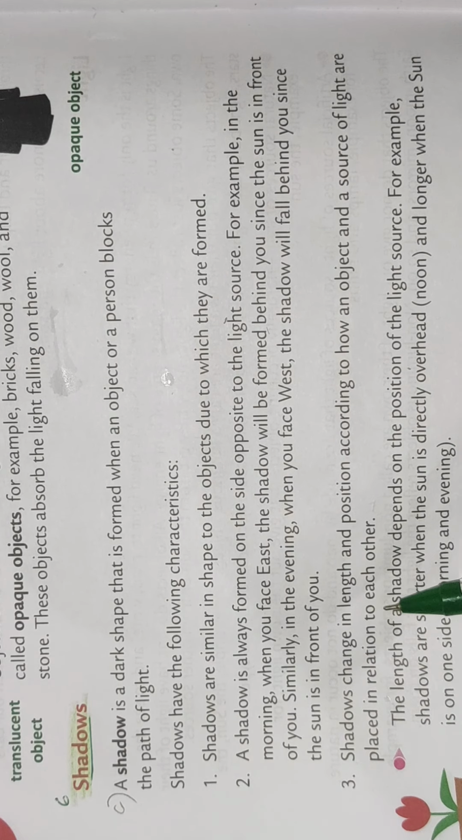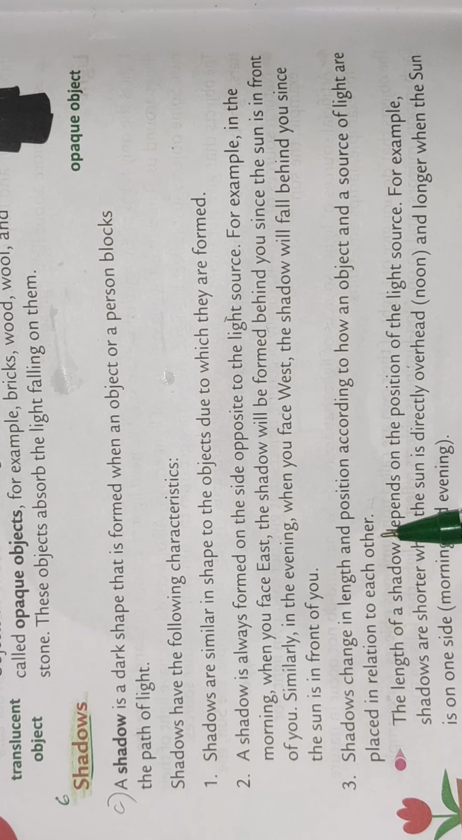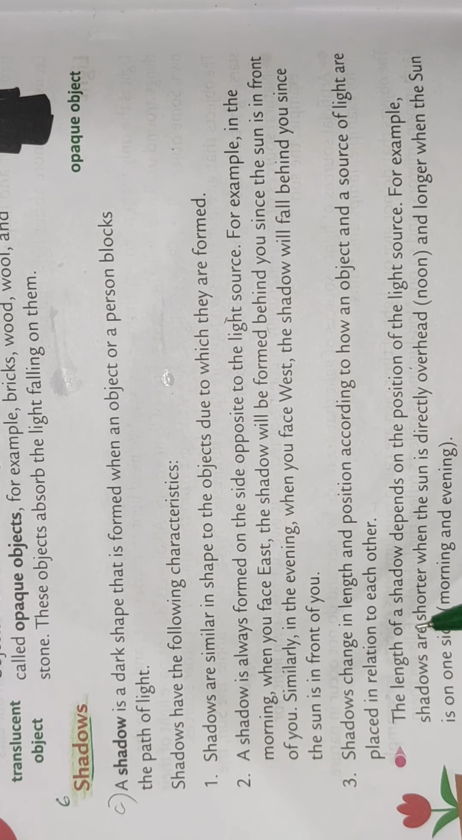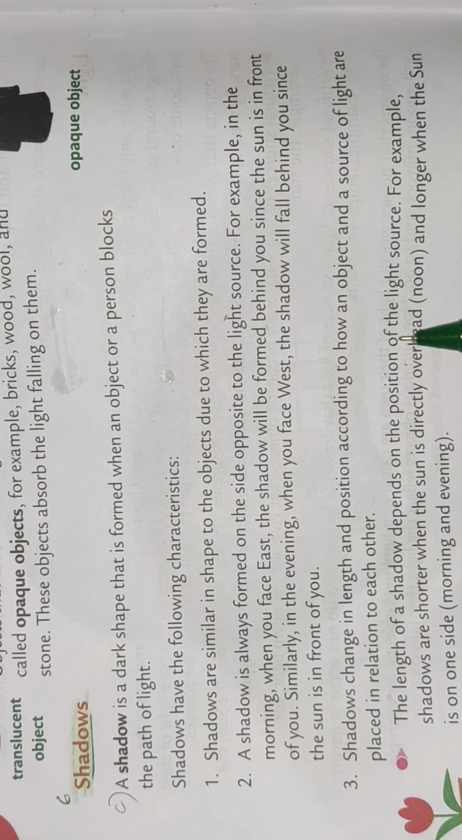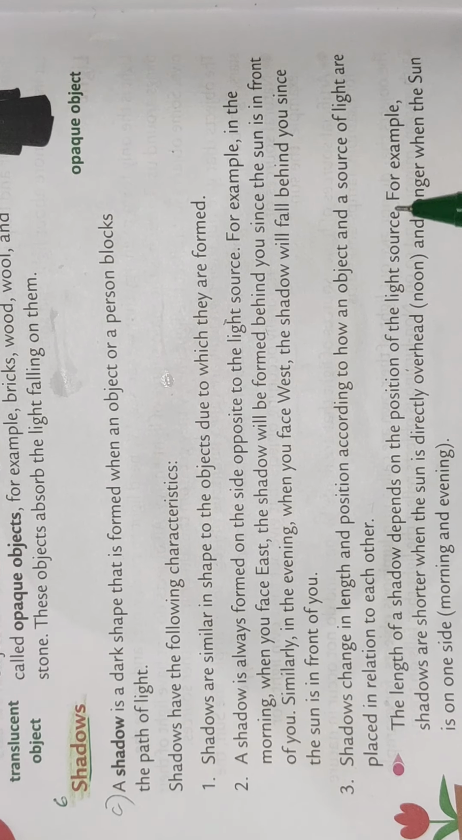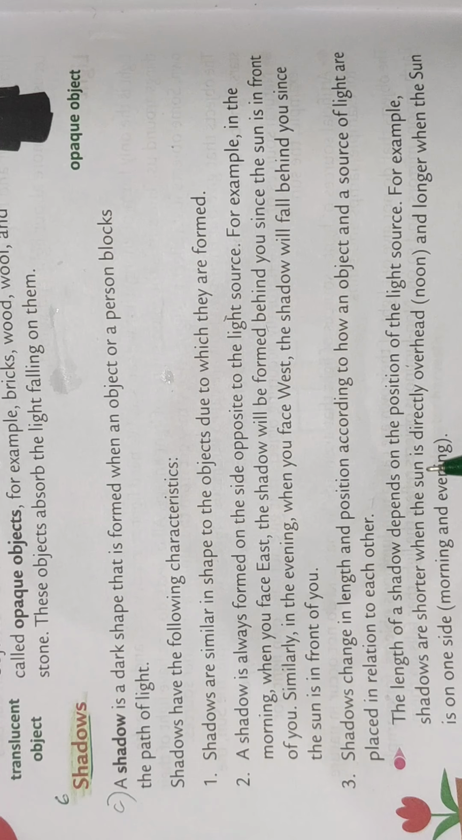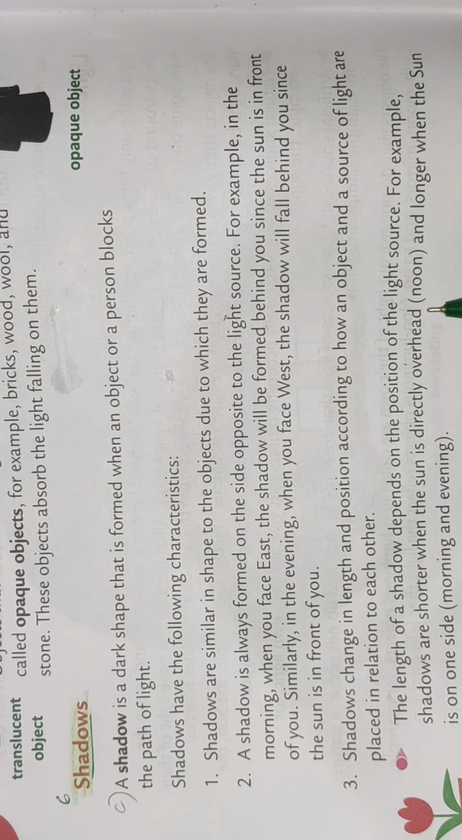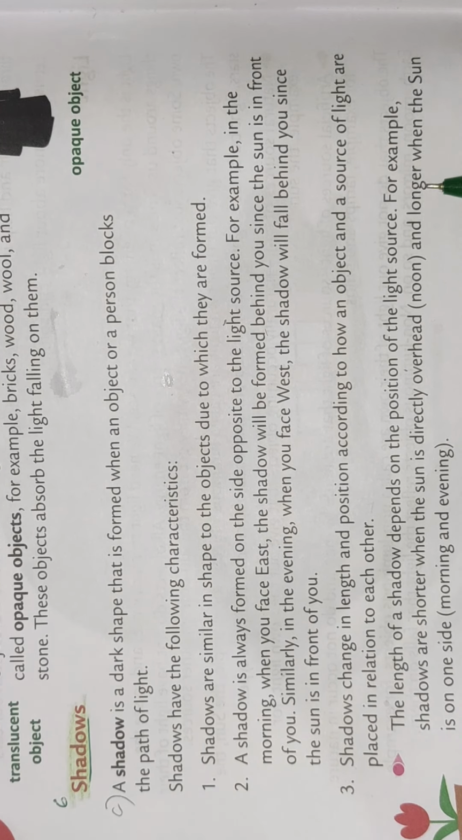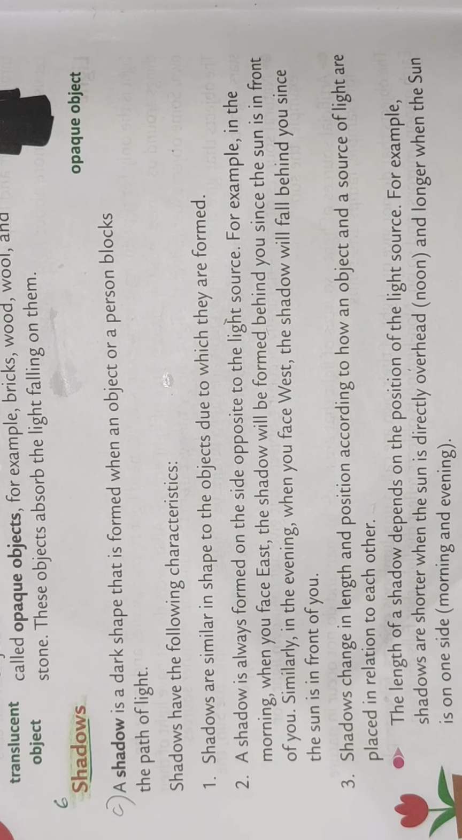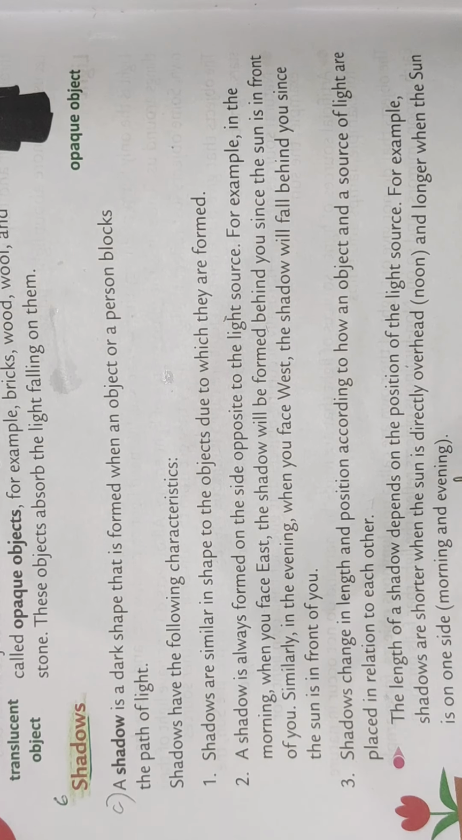placed in relation to each other. The length of a shadow depends on the position of the light source. For example, shadows are shorter when the sun is directly overhead during the noontime and longer when the sun is on one side, that is in the morning and evening.